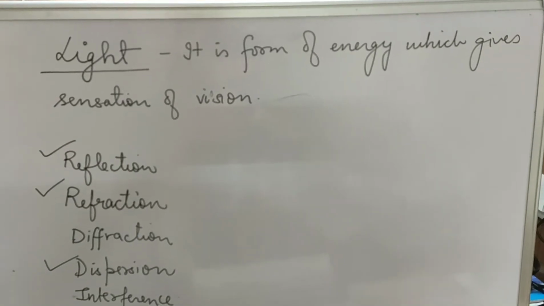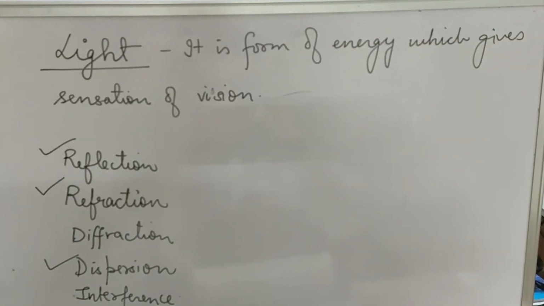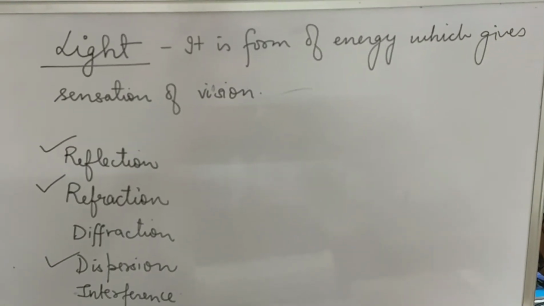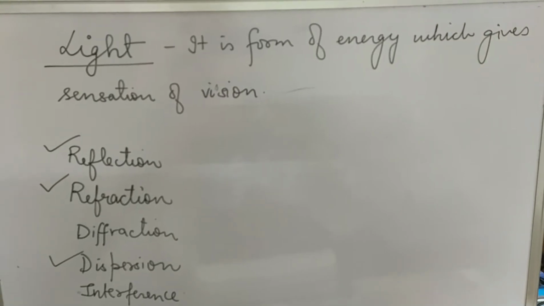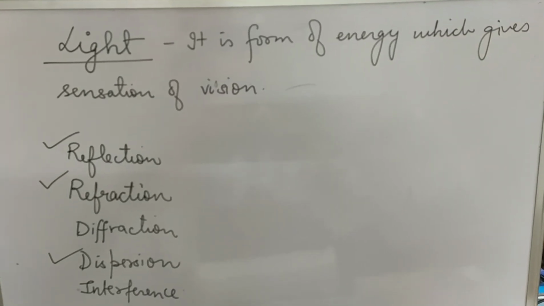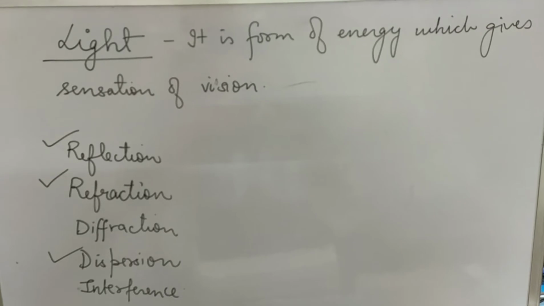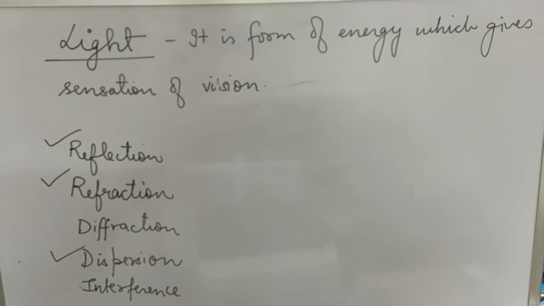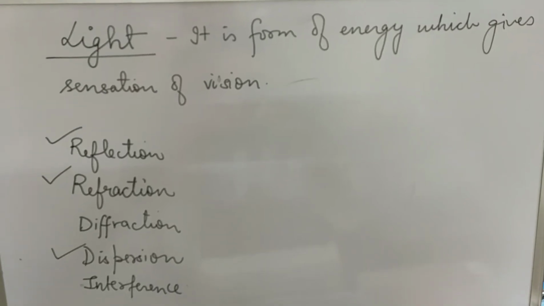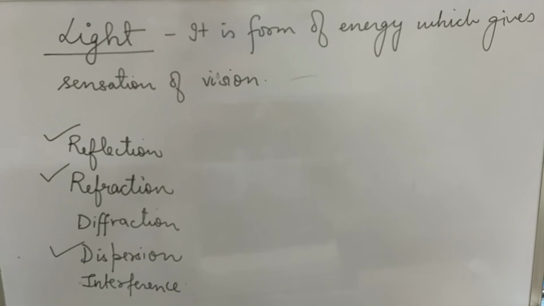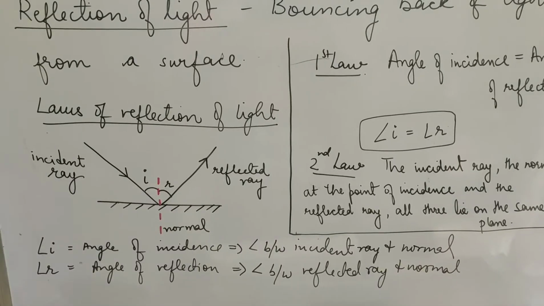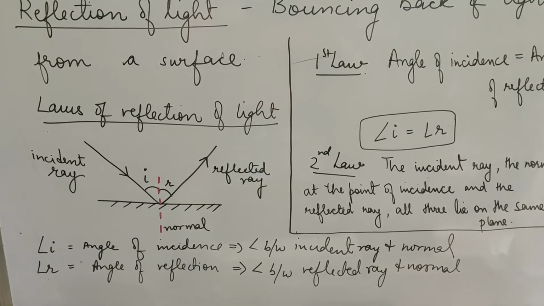So light is a form of energy which gives the sensation of vision, and we will be studying a few phenomena shown by light, including reflection, refraction and dispersion of light. The others you will be studying in your higher classes. Then we come to the laws of reflection of light.